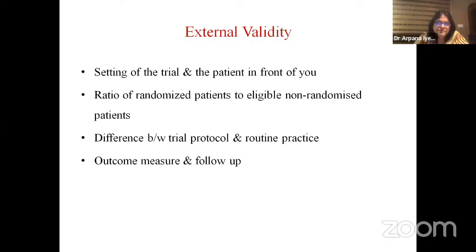We need to see if the trial patient is a well-built Caucasian, and the patient in front of me is a very lean, malnourished Asian with the same parameters. Definitely, I need to rethink my decision to treat the patient with the drug. So we need to see what was the population of the trial and who the patient in front of you is, the ratio of randomized patients to eligible non-randomized patients, the difference between trial protocol and routine practice, and outcome measures and follow-up.